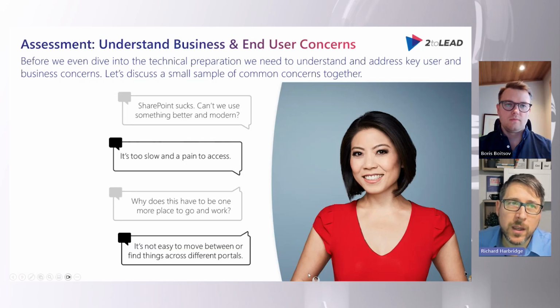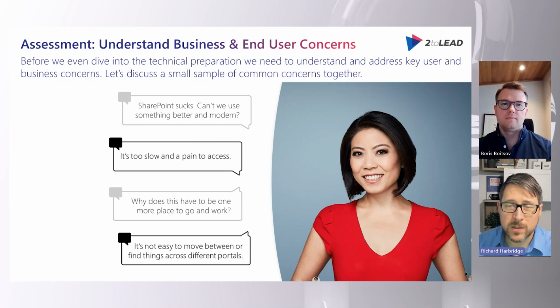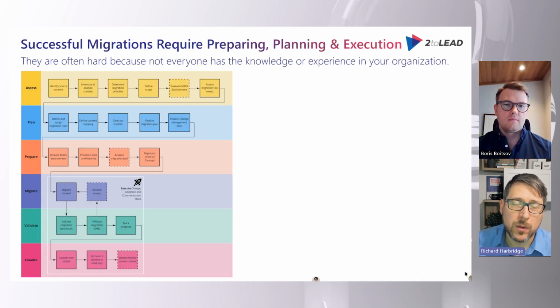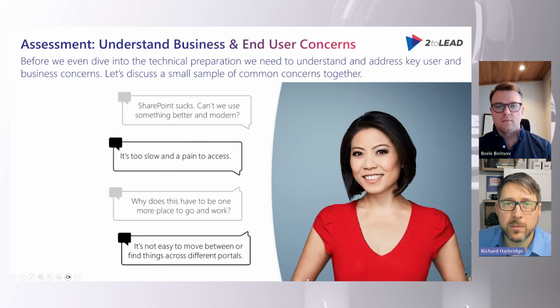The first one is that it's really important to understand and address business and end user concerns. This is often the most missed step. When people think of the sequence or the plan, they'll think of all the technical parts of the process, but they'll often forget about simple stuff like making sure that they've represented users' interests and pain points.